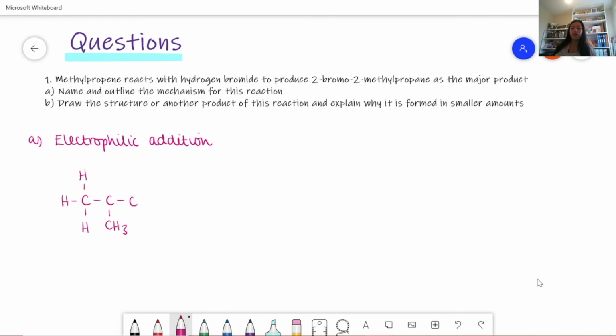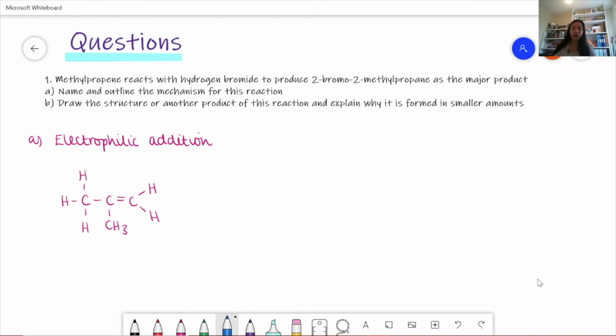And we also have propene, so we have a double bond where the first carbon is, because if we flip it the other way around, it'd still be the same. And so this is what we start off with. And now we draw the electrophile.